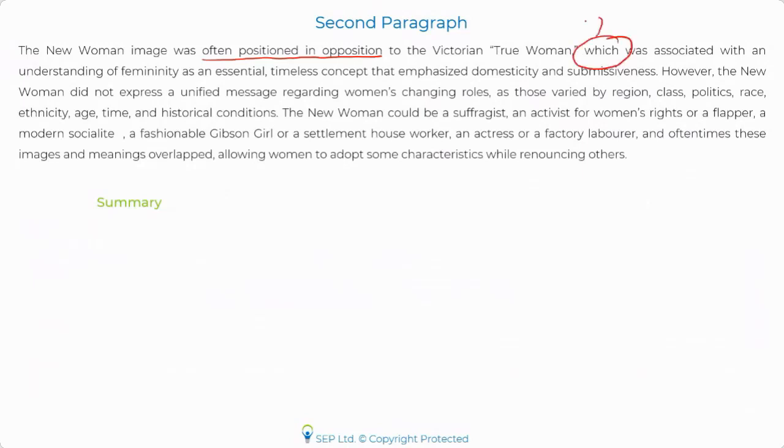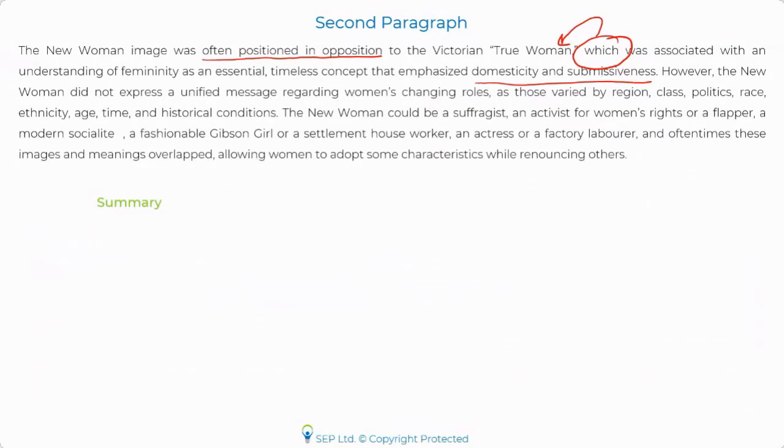And this true woman, when we say which was associated, it is referring to true woman with an understanding of femininity as an essential timeless concept. If I relate that to the previous paragraph, the new woman was a modern understanding of femininity. This was a timeless concept of femininity, which emphasized domesticity and submissiveness. And if I again recall, this is how I read my passage. In the first paragraph, the new woman emphasized more independence, public visibility, and youth. This is what I'm telling myself in my mind. So this is the contrast I tell myself.